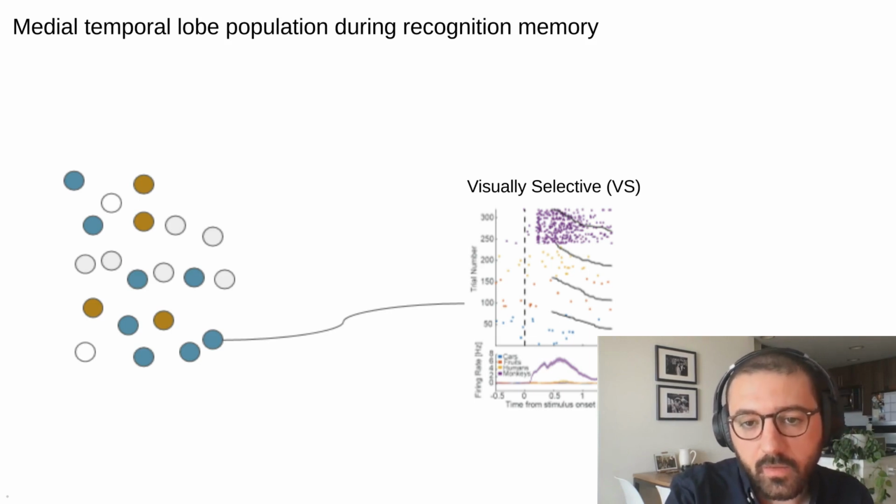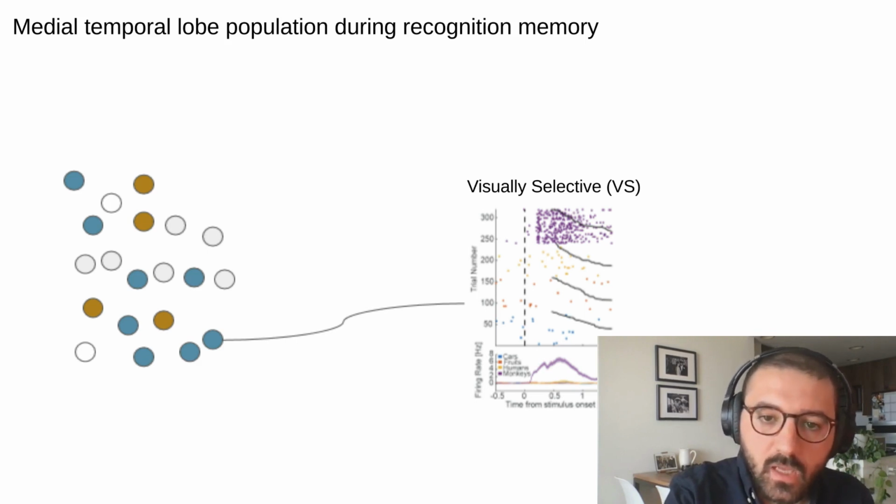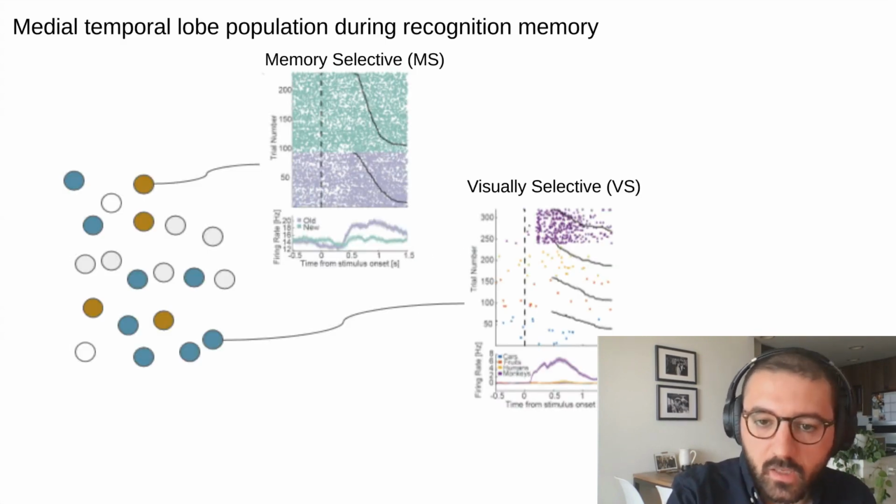A lot of the cells that we record from are visually selective. What that means is that given the object categories that we use in this particular task, that the images are sampled from, they are strongly selective for a specific object category. In this particular case, the cell that you see here on the right is strongly tuned to images of monkeys.